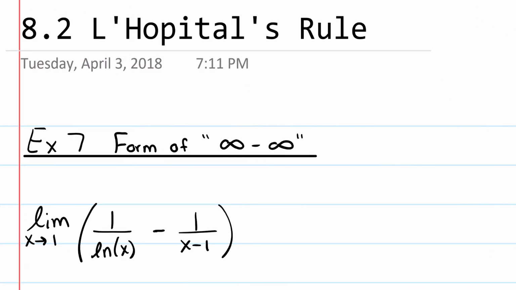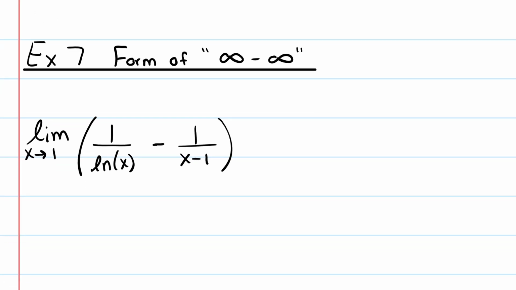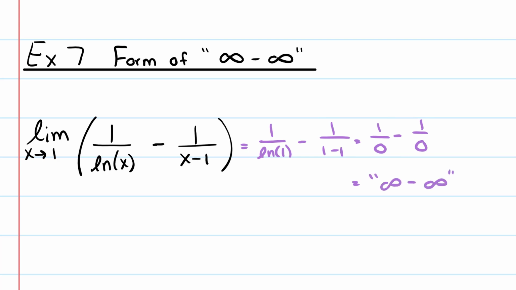To example 7. In example 7, we're going to look at what happens when we get an indeterminate form that looks like infinity minus infinity. So in this example, let's try using a direct substitution to see what happens. When I plug in 1, I get 1 over ln of 1 minus 1 over 1 minus 1, which is going to give me 1 over 0 minus 1 over 0, which is infinity minus infinity. Well, it doesn't really tell us much because we don't know if one infinity is going to win, if it's going to be positive or negative. It doesn't tell us anything.